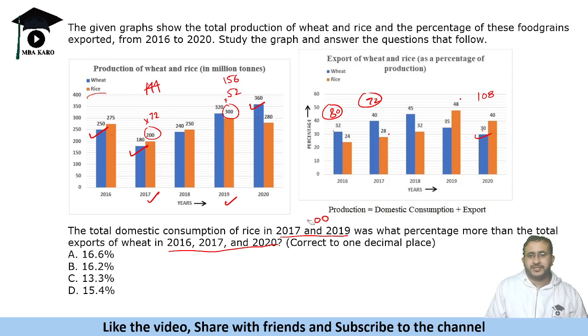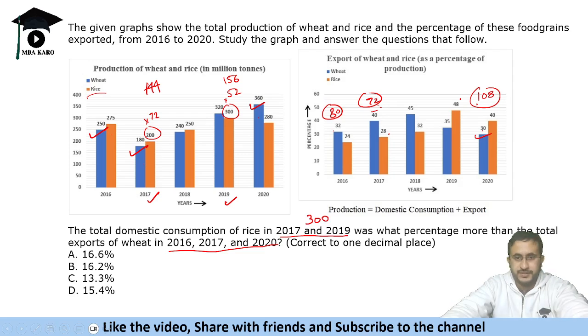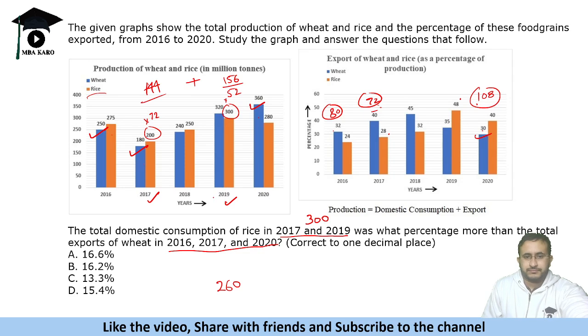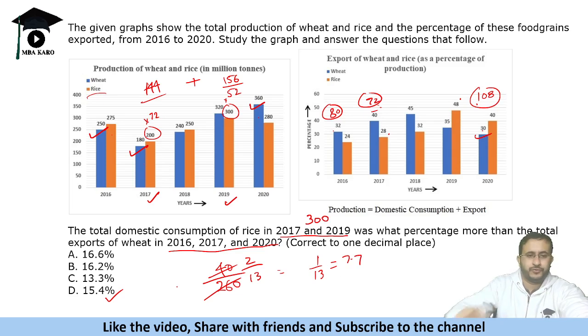So domestic consumption is 300 and this value is 180, 180 plus 80, 260. Okay, so 260 is the total export that we are getting. Okay, so this value is 260 and this is 300. 40 by 260, which is 2 by 13. 2 by 13 is 15.4. Like 1 by 13 is 7.7. 2 by 13 is 15.4 percentage.